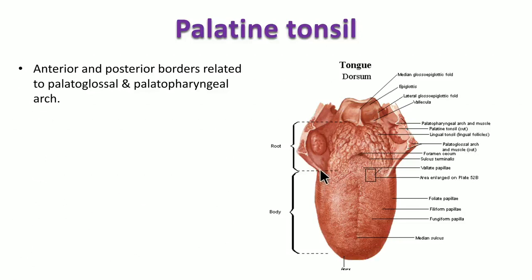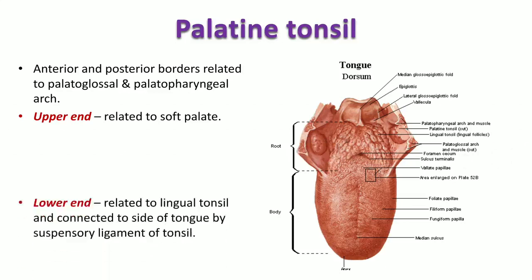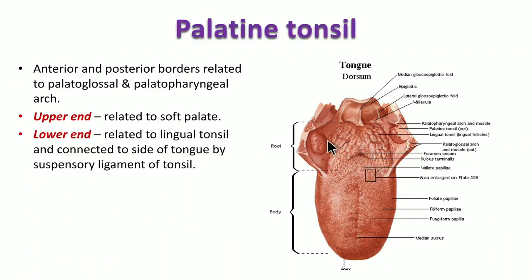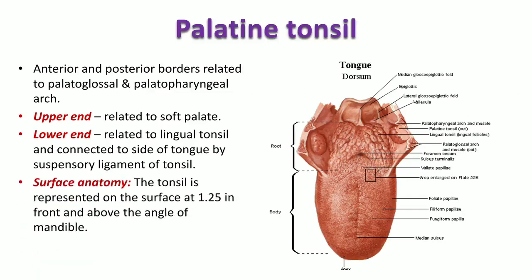The anterior border is related to the palatoglossal arch, and the posterior border lies deep to the palatopharyngeal arch. The upper end will be related to the soft palate, and the lower end is continuous with the lingual tonsils. Again you have a ligament called the suspensory ligament of the tonsil. The tonsil is held in its place mainly by the suspensory ligament and the arteries, the vascular branches. They are the structures which hold the tonsil in its position.